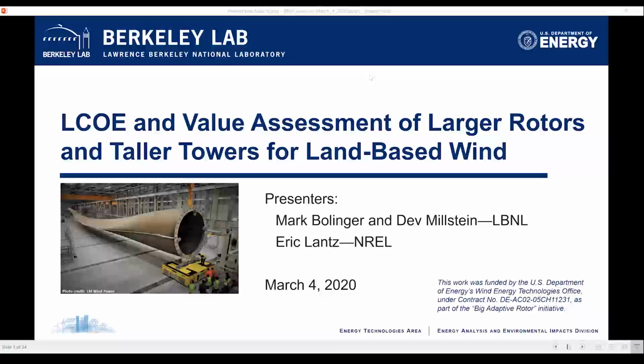He's with the National Renewable Energy Laboratory, and the three of us are going to walk you through some analysis of wind turbine scaling in the United States, looking at the impact of larger rotors in particular, but also taller towers on capacity factors, the levelized cost of energy, or LCOE, and also the wholesale market value of wind energy.